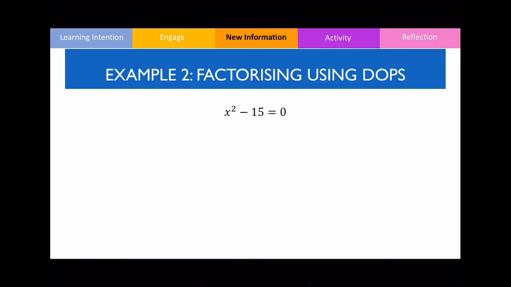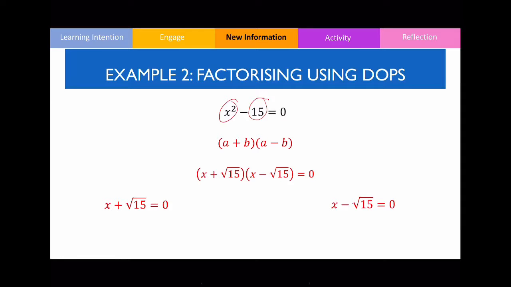Now we're going to look at another example. We're going to be factorizing, but this time we're using DOPS, okay? In this case, this resembles a difference of perfect squares. You've got two squared terms, although 15 is not really a squared term at all, and there's a subtraction sign separating these two terms. Because I know what the DOPS should look like, I'm going to rearrange my answer to look like this. You could write this as x plus root 15, x minus root 15. Now that it's in the null factor law, I could go x plus root 15 is equal to 0, x minus root 15 is equal to 0. And therefore, this is going to be your answer.